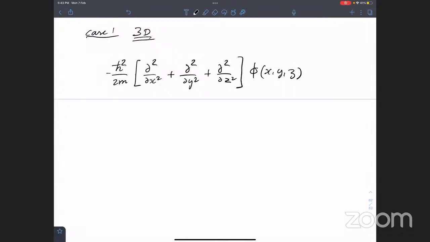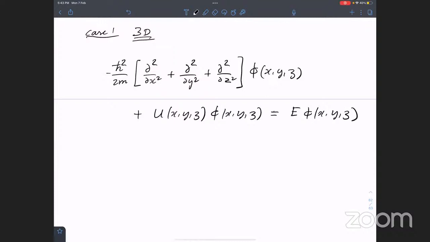Again, all this is time independent, but higher dimension, right? Plus u, which is also a function of x, y, and z, into phi, which is a function of x, y, and z, is equal to e times phi of x, y, z.